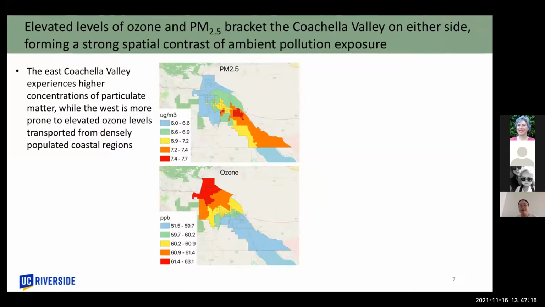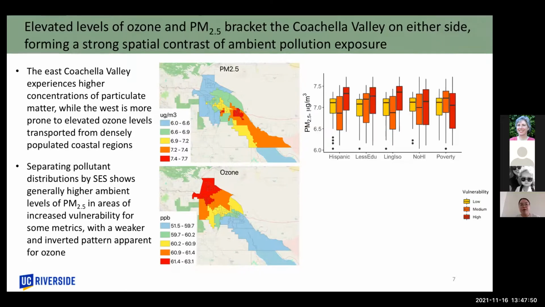So here on this map, you see the spatial distribution of the PM2.5 and ozone. We see that these 2 air pollutants seem to be coming from both sides of the valley, with very strong patterns from the east side, with very high PM2.5 levels, and with very strong ozone levels from the west side. So this clearly forms a very strong spatial contrast of the ambient pollution exposure.